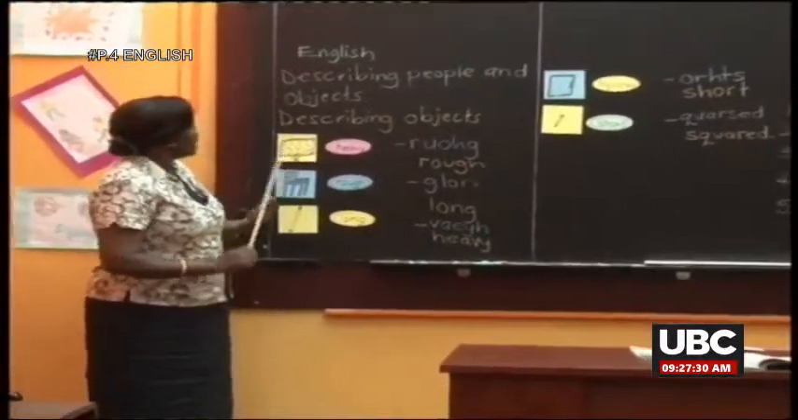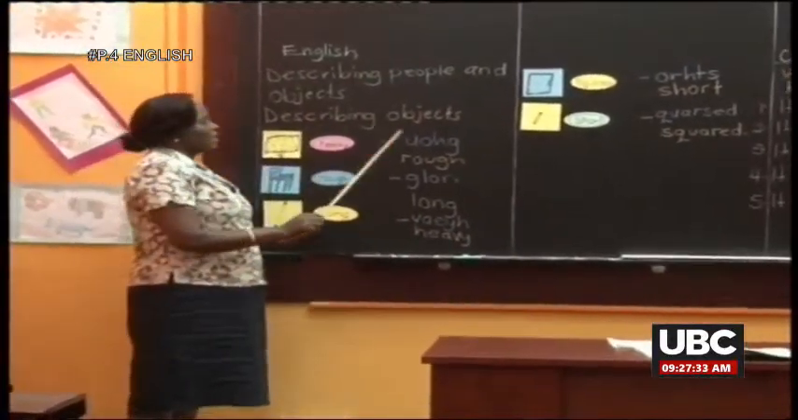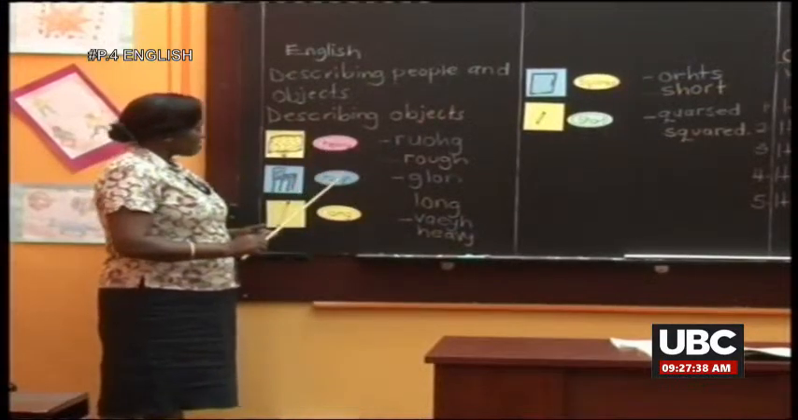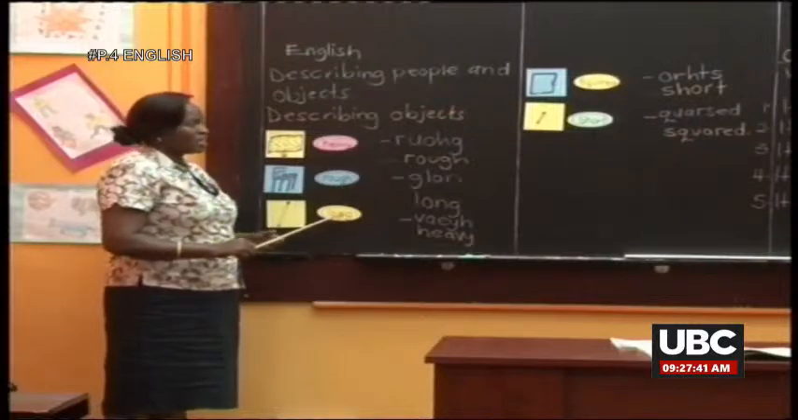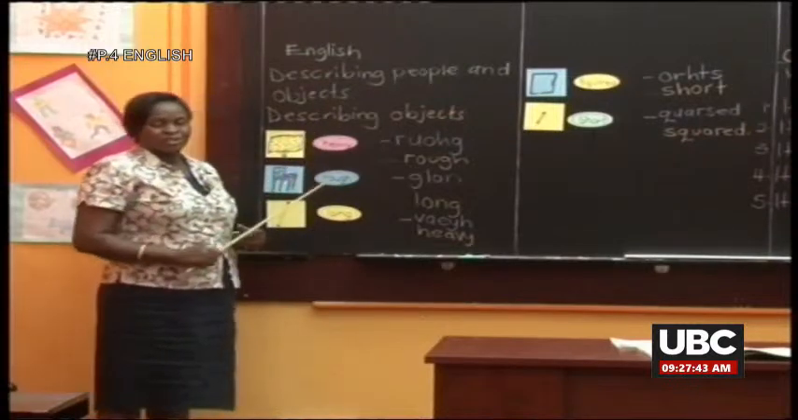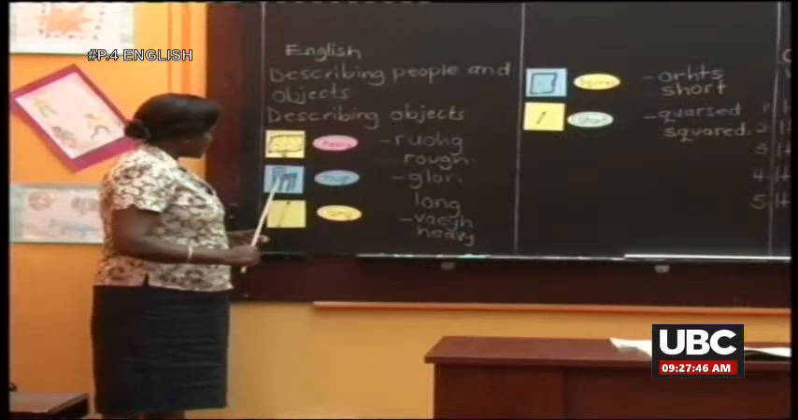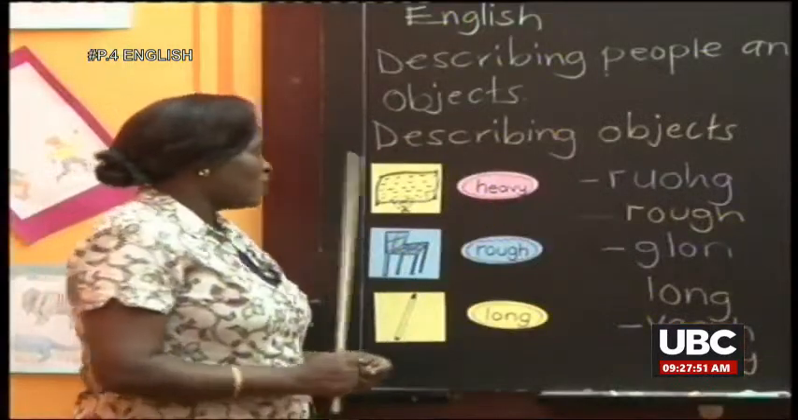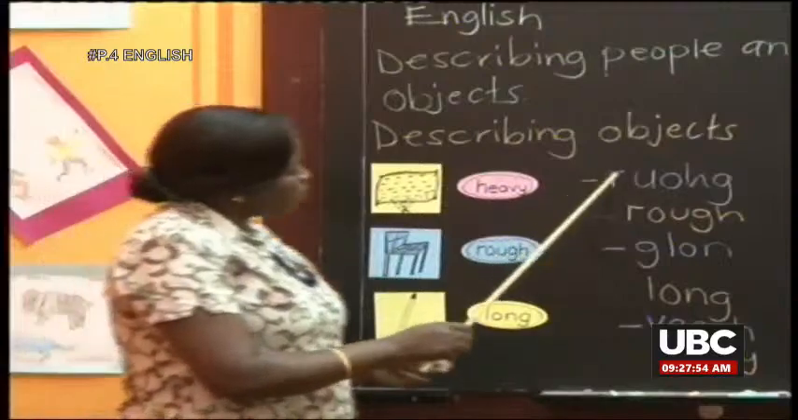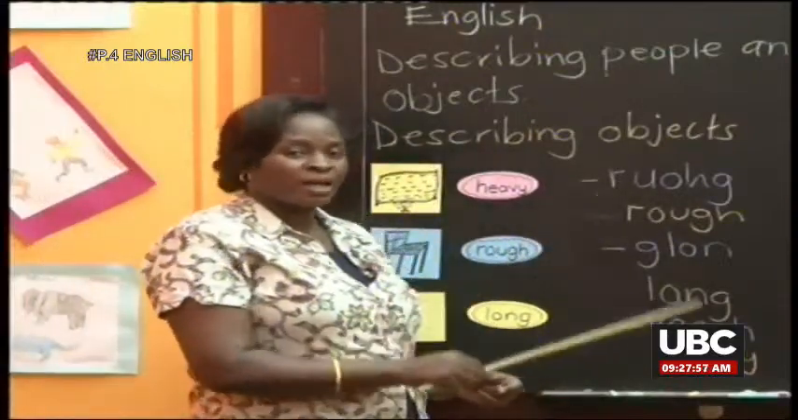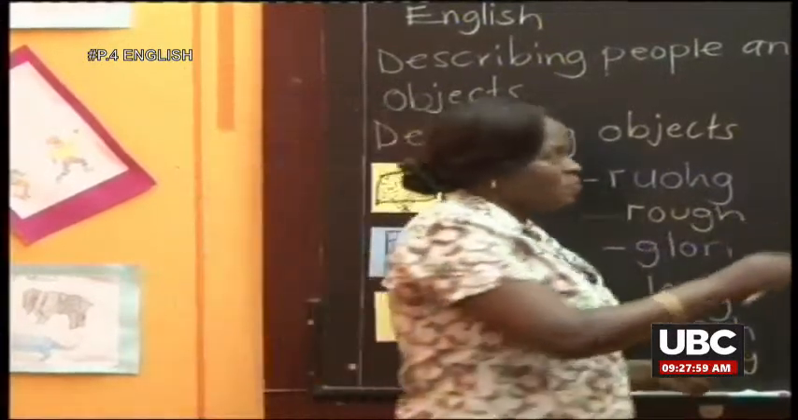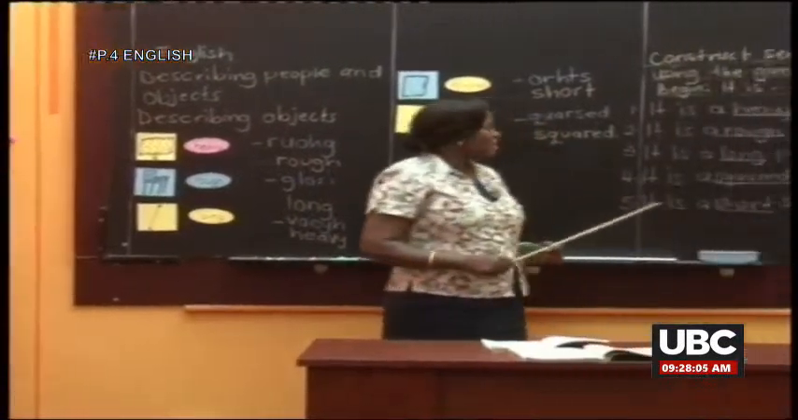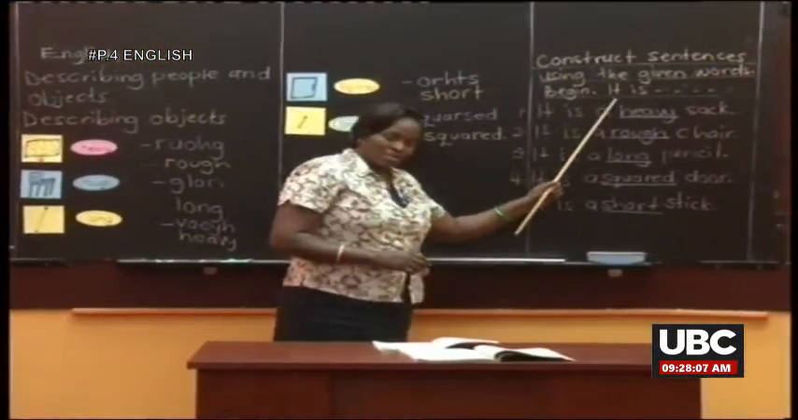Today, we have been looking at the words we use to describe objects. We looked at heavy, rough, long, short, squared. Those are the adjectives. And we are looking at these pictures so that we describe them looking at the adjective and the picture. We tried also to learn how to spell our words. We have tried to spell our adjective words. From there, we constructed simple sentences following the instructions.